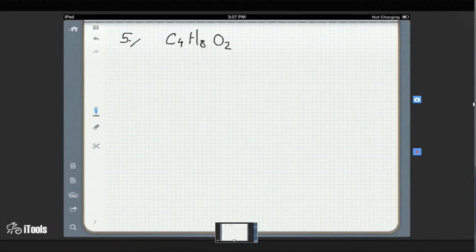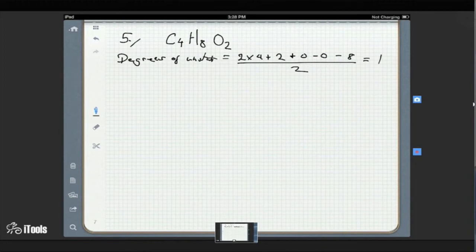So no confusion on saturation. Wait, hold on. There's one degree of unsaturation. So we'd have to have a carbonyl, and probably an alcohol because there's an alcohol stretch. Is that an OH stretch? Doesn't look like an OH. One degree of unsaturation. Easy.